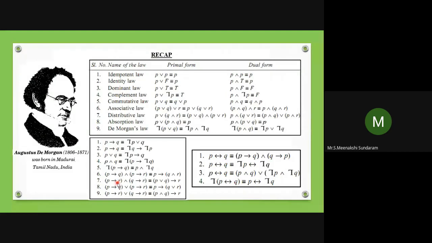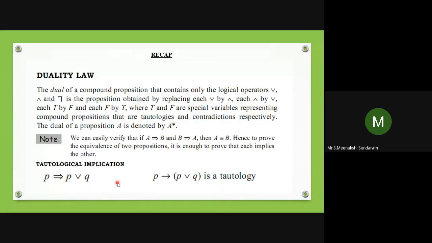Next, the duality principle. The dual of a compound proposition that contains only the logical operators disjunction, conjunction and negation is the proposition obtained by replacing each disjunction by conjunction, conjunction by disjunction, true by false, false by true. True by false and false by true is a negation. Or special variables representing compound propositions that are tautologies and contradictions respectively. The dual of the proposition A is denoted by A star.